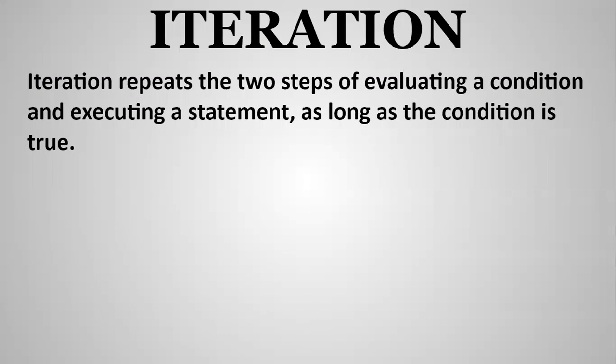What is iteration? Iteration will repeat a set of statements again and again till the condition is true. If it is false, it stops your repetition. So what are the two steps involved in iteration? Evaluating the condition, which means testing the condition, and if it is true, you execute the statement. Test the condition, execute the statement if it is true. If the condition is false, you stop your execution.